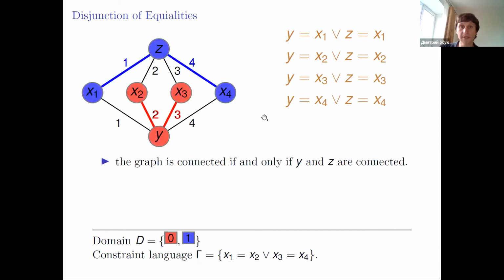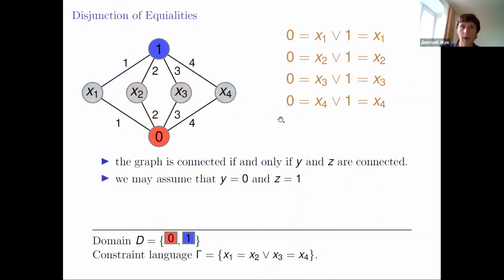So what does it mean? It means that this graph is connected if and only if y and z are connected, because all the other variables are definitely connected to one of them. So we just need to decide whether y and z are connected. And that's why we may assume that y is 0 and z is 1. Because if we have a surjective solution, then y and z should be different, and then without loss of generality, we may assume that y is 0 and z is 1. So if we have a surjective solution, it's like this.